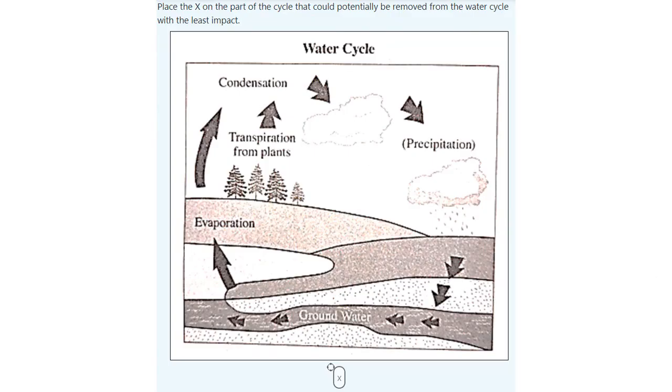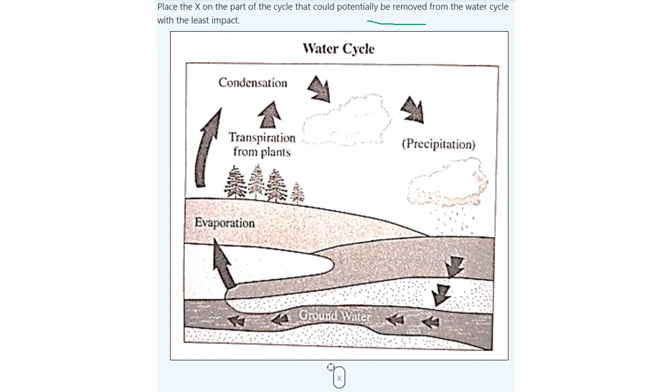Question 34. Put the X on the part of the cycle that could potentially be removed with the least impact. So if there's no precipitation anymore, there's no way for the condensation to go to the ground. That would stop the entire cycle. So we cannot choose precipitation. If there's no groundwater, then there's no way that the water can move along ready for evaporation. So the cycle would continue.